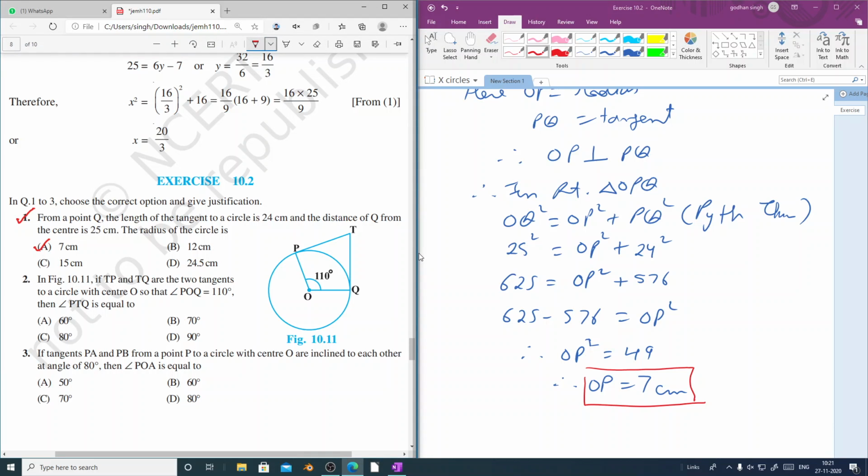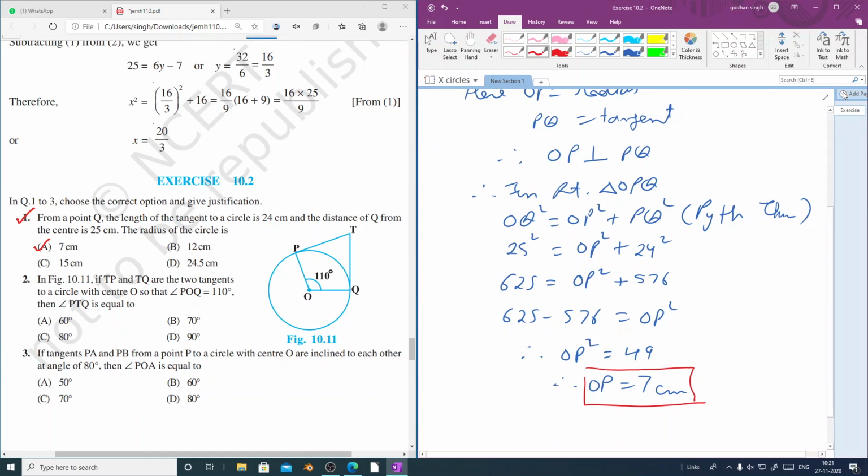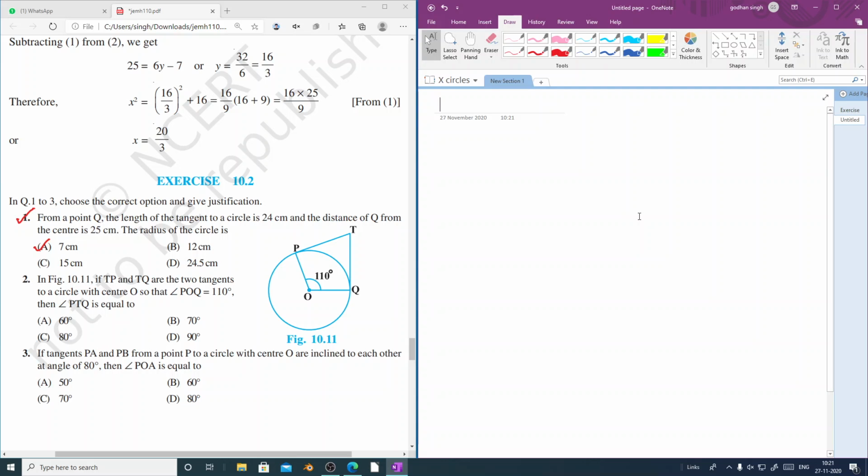Now let us go to question number 2, exercise 10.2, question number 2. So solving question number 2 now. Solution 2. So we have the figure here, and we have to obtain the value of angle PTQ, and TP and TQ are the tangents in this case.